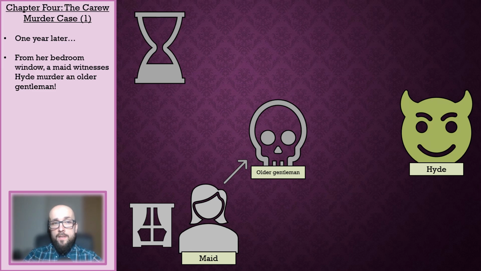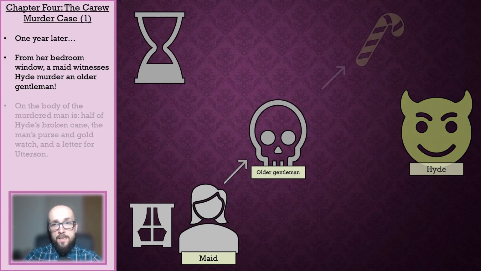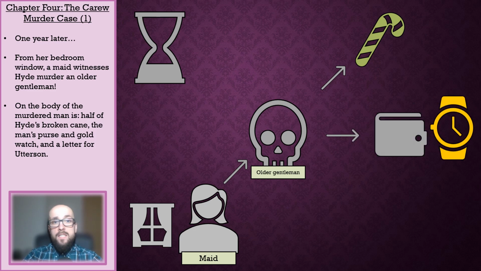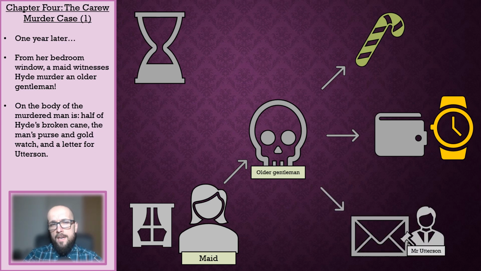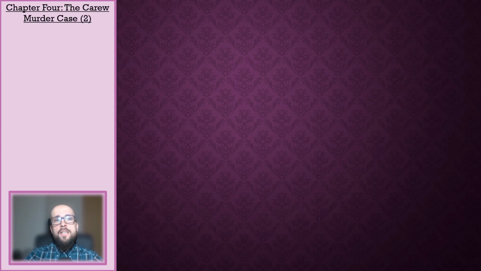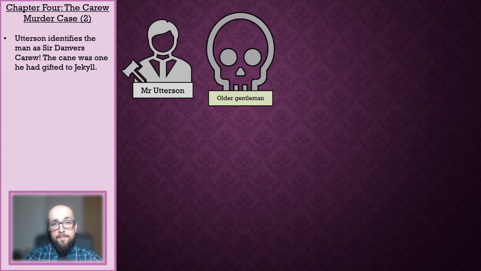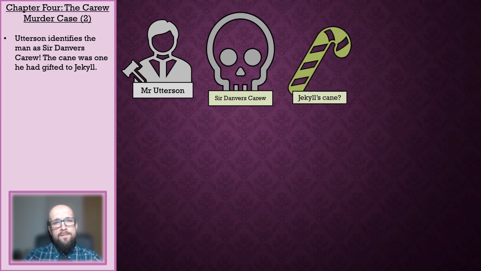Hyde vanishes, and when the police come to investigate the crime, they discover a number of objects on the older man's body. Half of Hyde's broken cane, the man's purse and gold watch, which tells us that this was not a mugging, and, curiously, a letter addressed to Mr. Utterson. Naturally, Utterson is invited to identify the dead man, who he says is Sir Danvers Carew, a local MP. Utterson also notices that the broken cane is in fact one that he had once given to Jekyll as a present, and so he suspects that Hyde is the murderer.